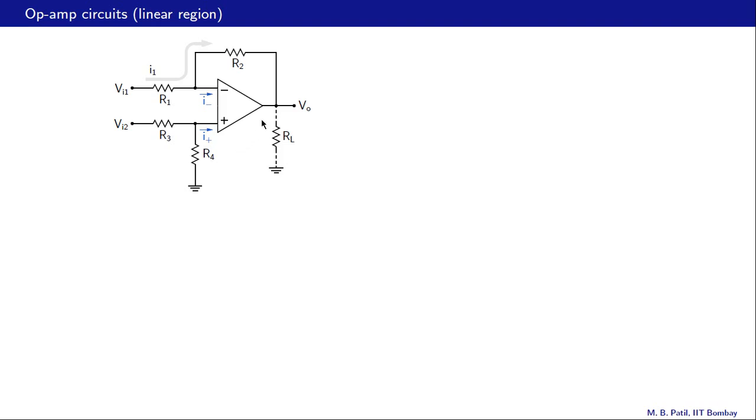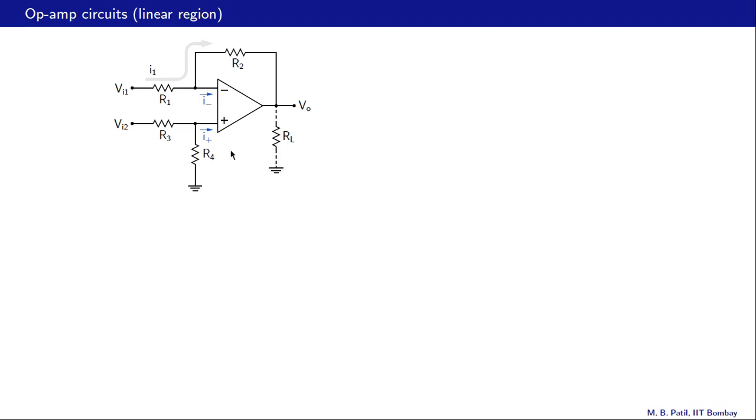After all, it does produce an output voltage which is the open loop gain times V plus minus V minus, as we have seen earlier, as long as the op-amp is operating in the linear region. So what is stopping us from using that as a difference amplifier? There are two issues. One, as we have already seen, the gain of the op-amp is extremely large, something like 100,000, and therefore only very small differential voltages can be applied at the inputs.